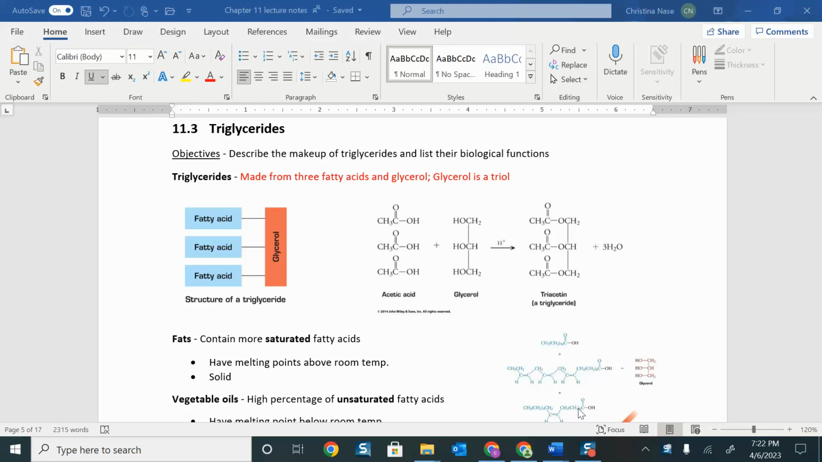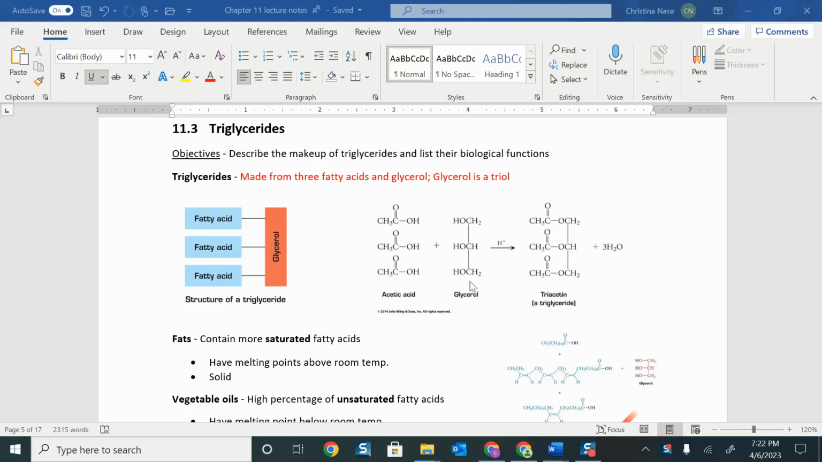of lipids is the triglycerides. So triglycerides, this name actually makes sense. This is the block diagram. You'll have a glycerol backbone, and then you have three fatty acids. So again, these fatty acids are carboxylic acids. Glycerol is an alcohol that has three OH groups. We call it a triol.